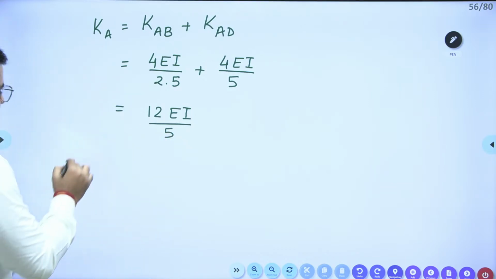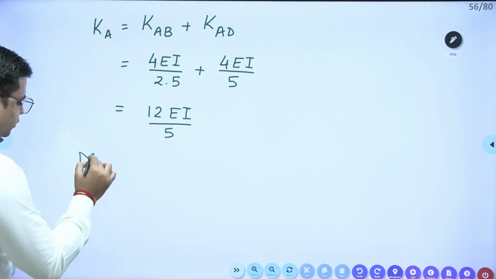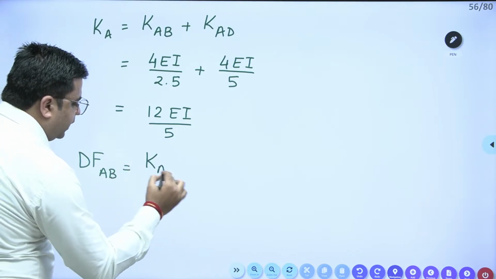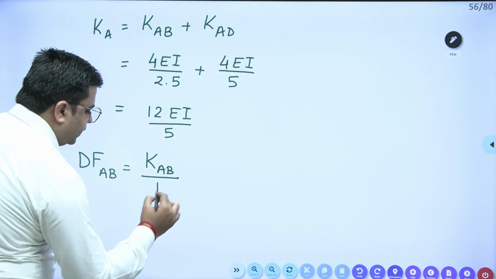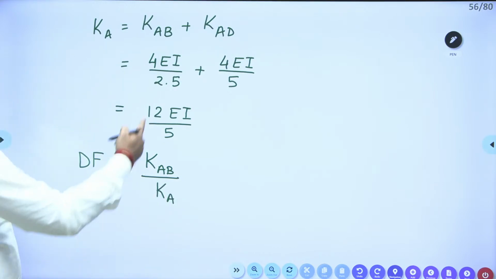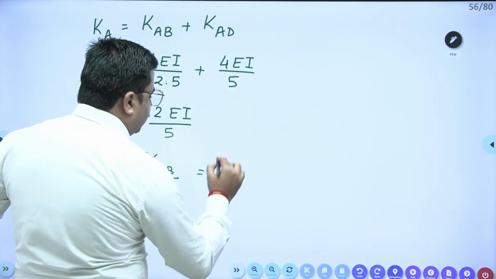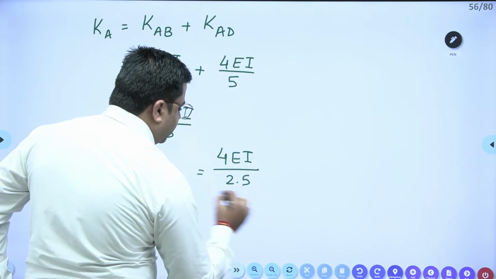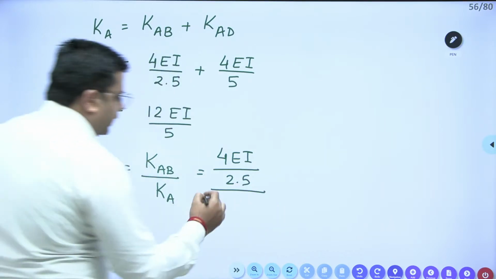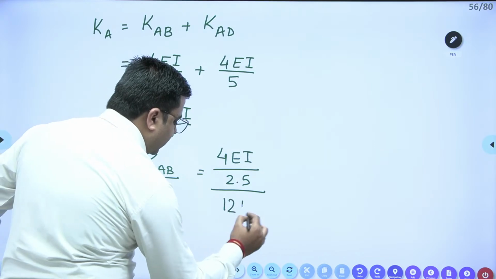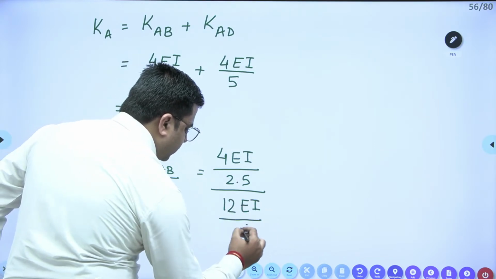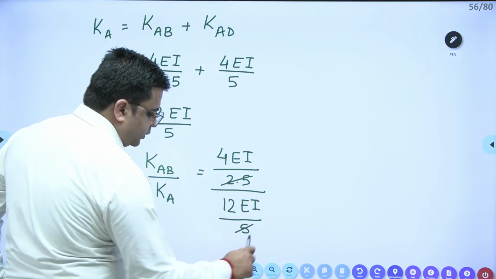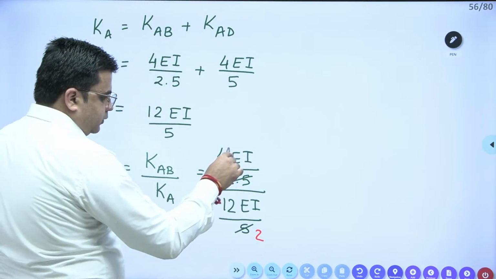If I talk about the distribution factor for AB, it is equal to the stiffness of member AB divided by the stiffness of joint A. So the stiffness of member AB is 4EI by 2.5, divided by the stiffness of joint A, that is 12EI by 5. So this is 1, this is 2 times, and this is 1, this is 3 times.